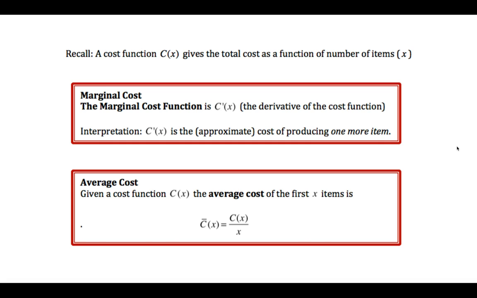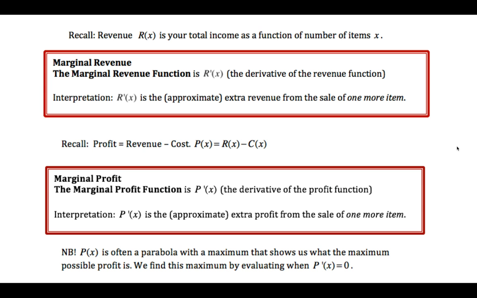Our marginal cost there was the slope, which would be the first derivative of that function. So the interpretation here is that the first derivative, or c prime of x, is the approximate cost of producing one more item. The average cost, if you'll recall, is given by the cost of x items divided by x, how many items you have.